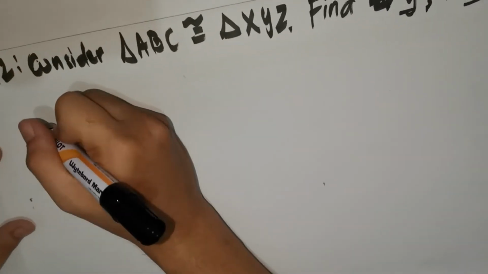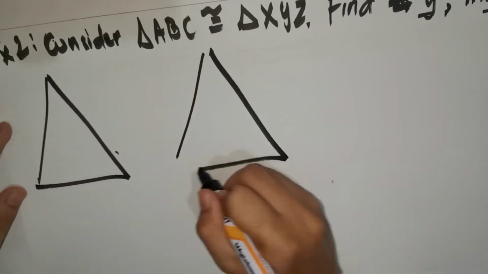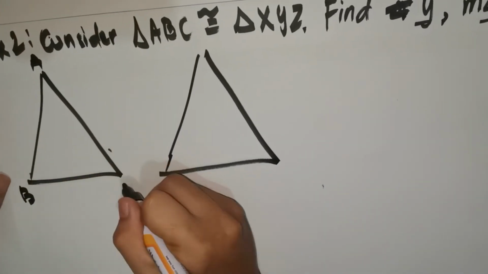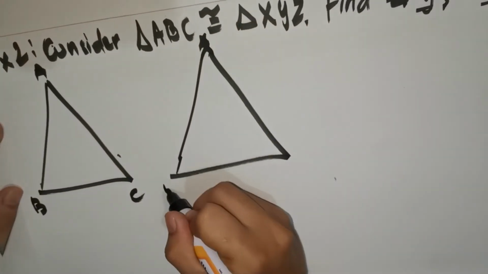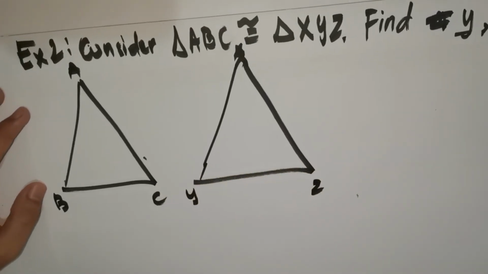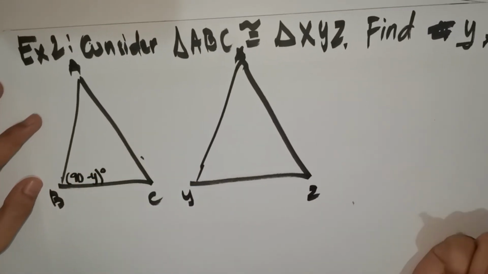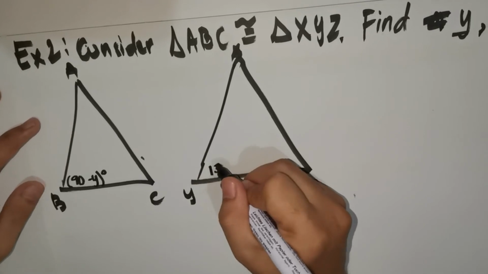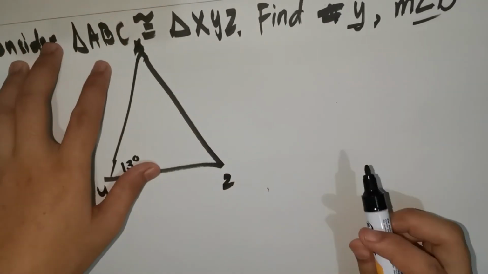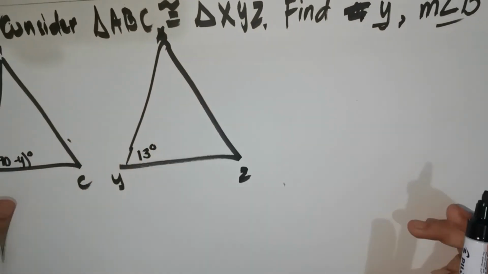First step, draw your triangles. So, you have two triangles. Ano nga po ulit yun? We have A, B, C, X, Y, Z. And then we also have the given measurements. So, this one is 90 minus y degrees. And then this one is 13 degrees. Now, considering all these facts, what can we say? How do we find the value of y?